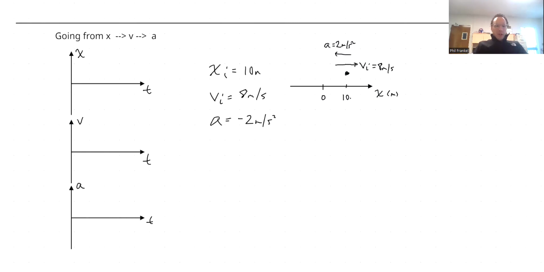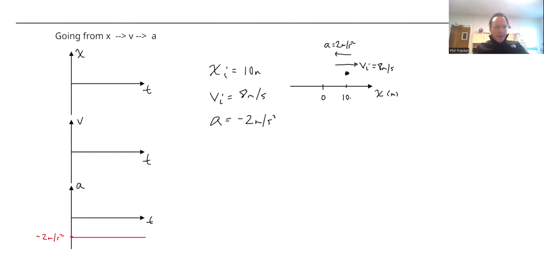What do these graphs look like? For the acceleration graph, it's just going to be a flat line. The acceleration has a value of negative 2 meters per second squared throughout this entire process. So that's the easiest graph to construct quickly. Constant negative 2 meters per second squared acceleration value.